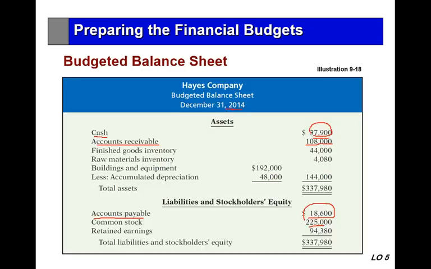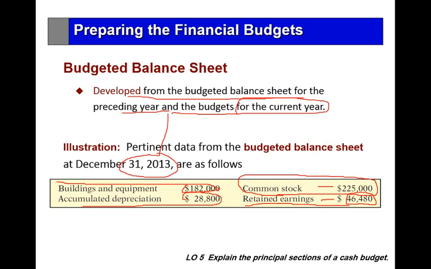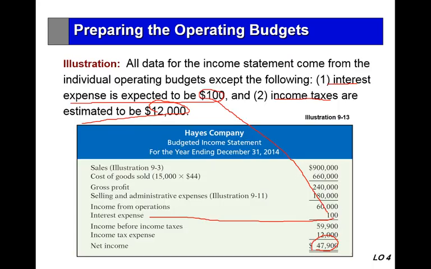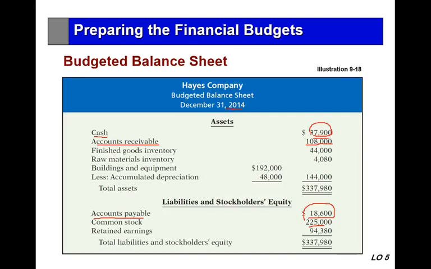Then we have here the amount which is 94,380. If we sum these amounts, put in your calculator, we have 46,480 plus the net income expected, which is 47,900. We have a total of 94,380, which is retained earnings. Then the total of the liabilities and stockholders' equity will be 337,980.